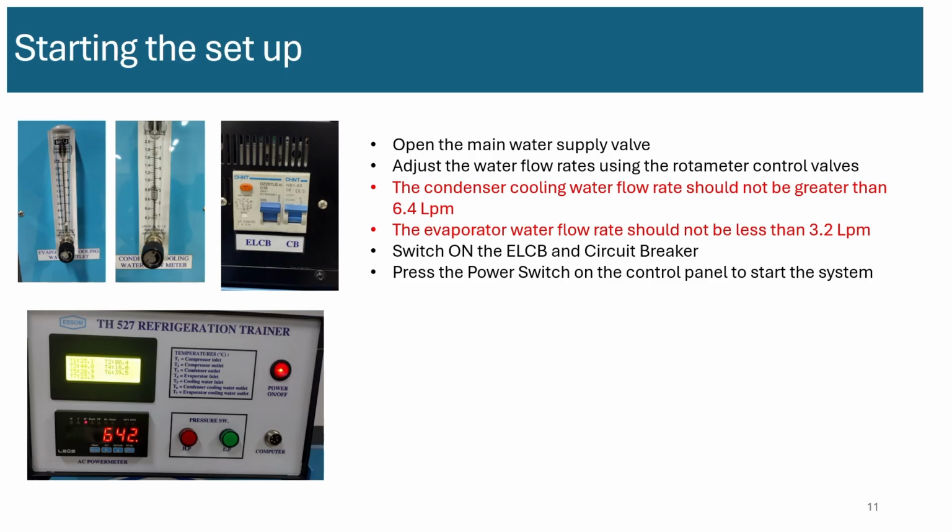Make sure that you have the required flow rate already going through both the heat exchangers before we turn on the system. Now, turning on the system would mean you will first turn on the circuit breakers: the circuit breaker and the earth leakage circuit breaker. So turn on both of them, then turn on the power switch. Okay.